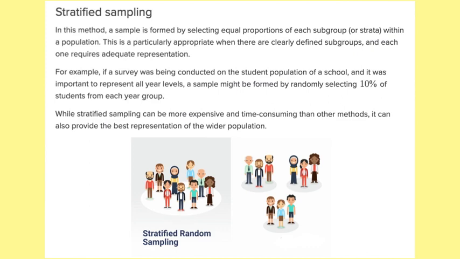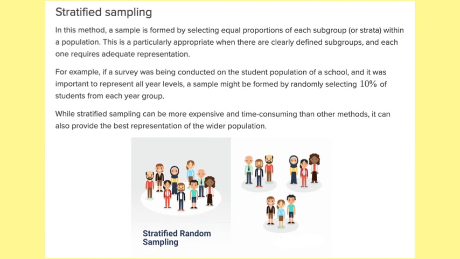Sampling technique 4, stratified sampling. In this method, a sample is formed by selecting equal proportions of each subgroup or strata within a population. This is particularly appropriate when there are clearly defined subgroups and each one requires adequate representation.